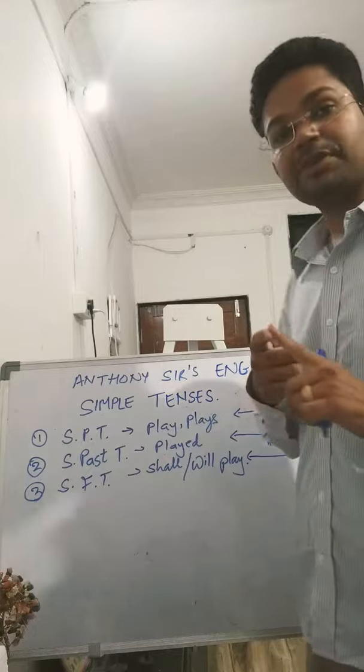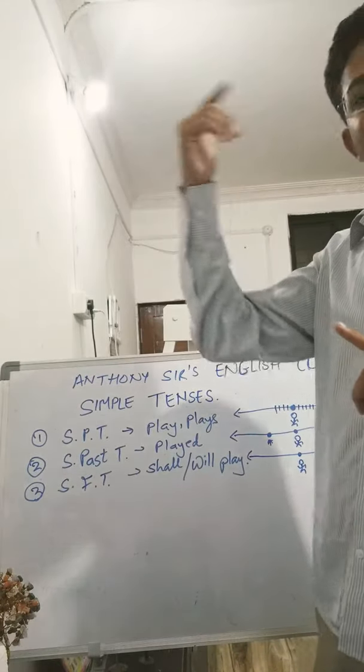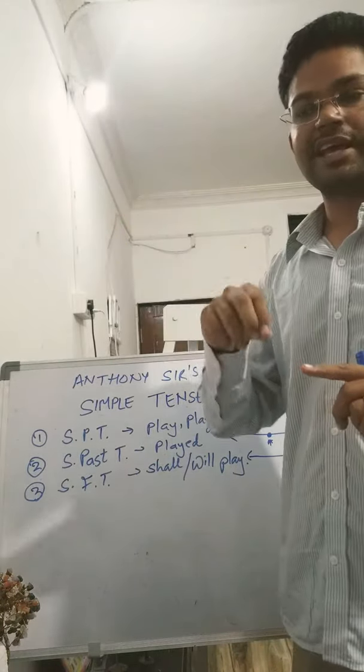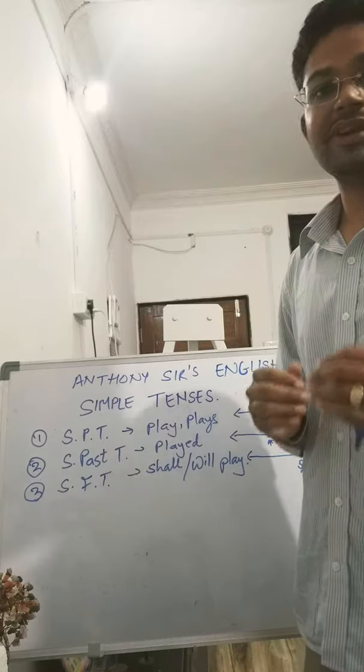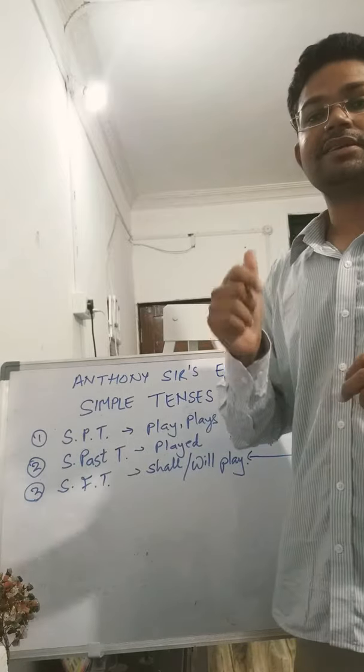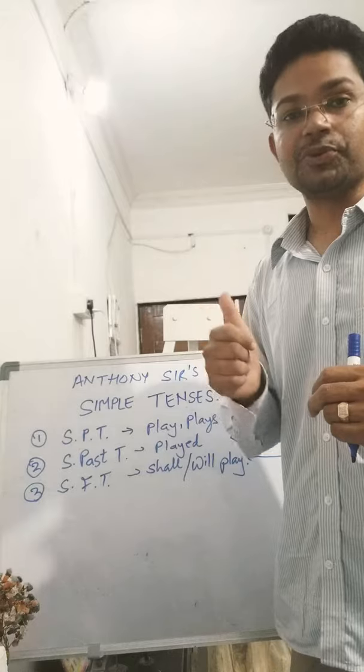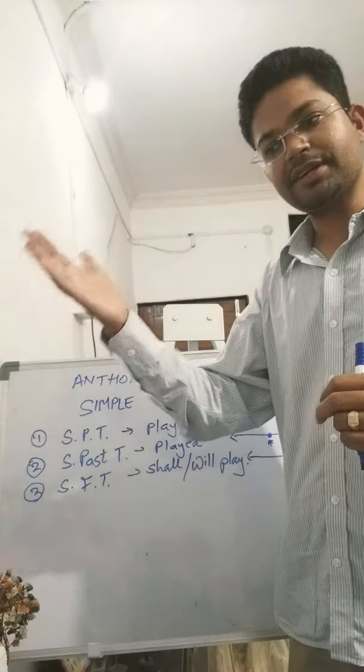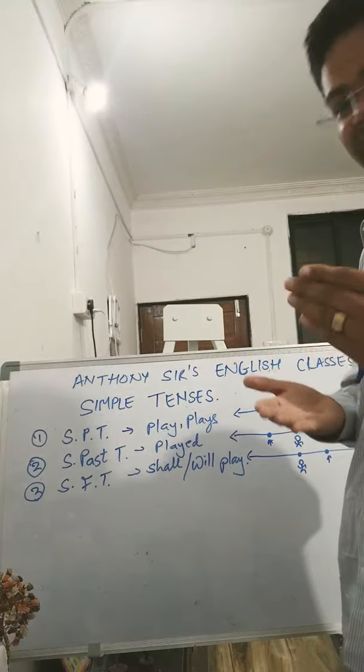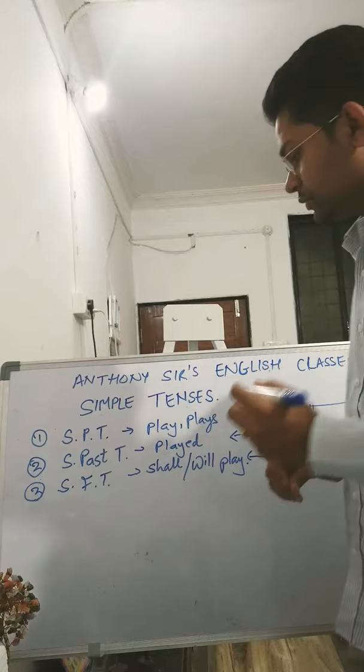You also use simple present tense for future activity, but the time is already fixed. For example, my flight is at 5 p.m. tomorrow. It is a future activity, but the time schedule is fixed, so we can use simple present tense. Now, verb.